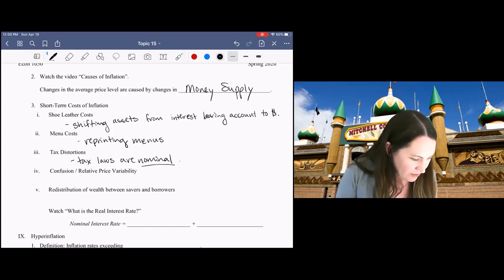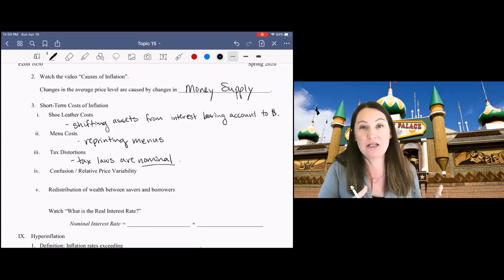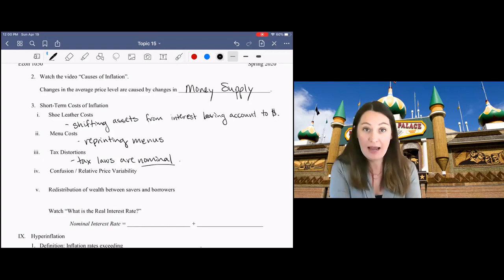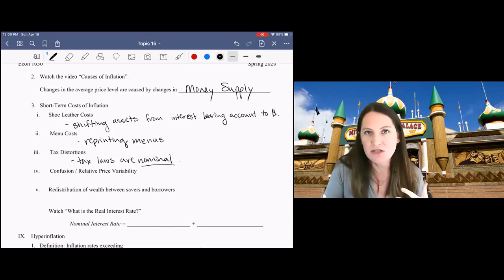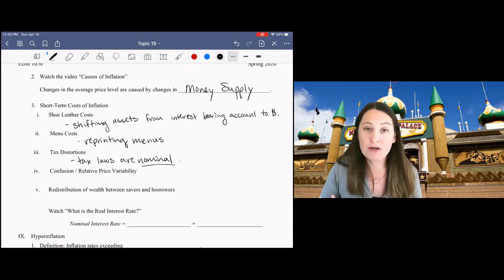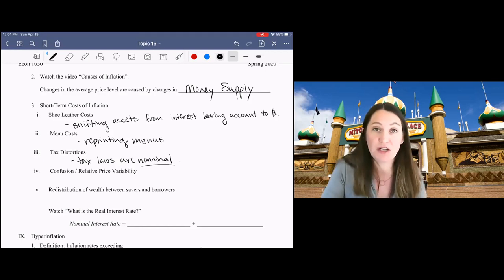All right, so the next one is confusion or relative price variability. So we may have businesses shifting their prices up at different points in time, which distorts how we use prices to compare value of different goods, right? You might say, oh, the price of apples has gone up, but the price of oranges has not. And then the next week, the price of oranges goes up as well. And this might distort consumer decisions about which product to buy, not based on actual cost of production, but just based on the relative prices of those products changing at different times.